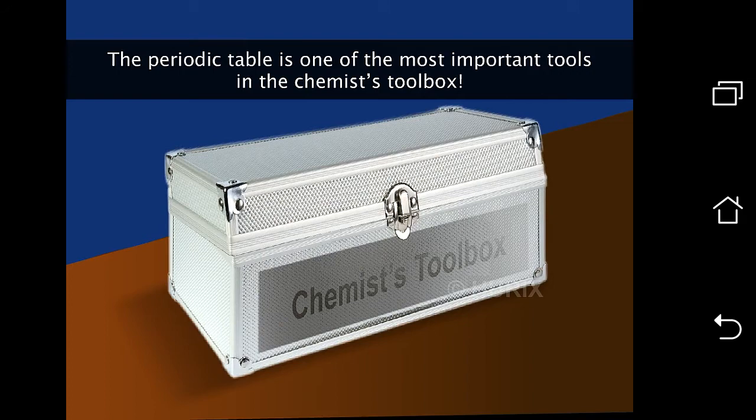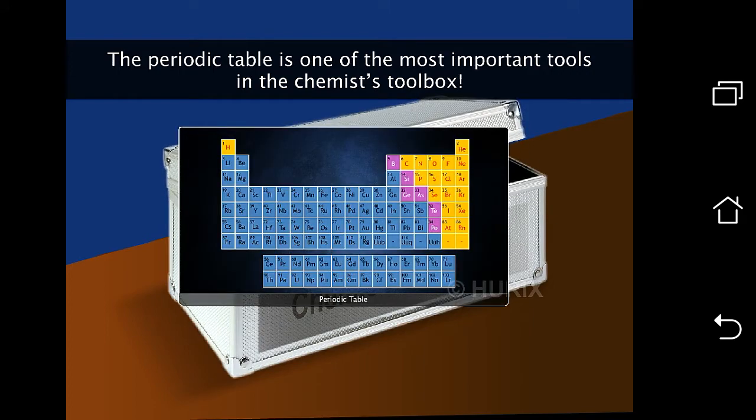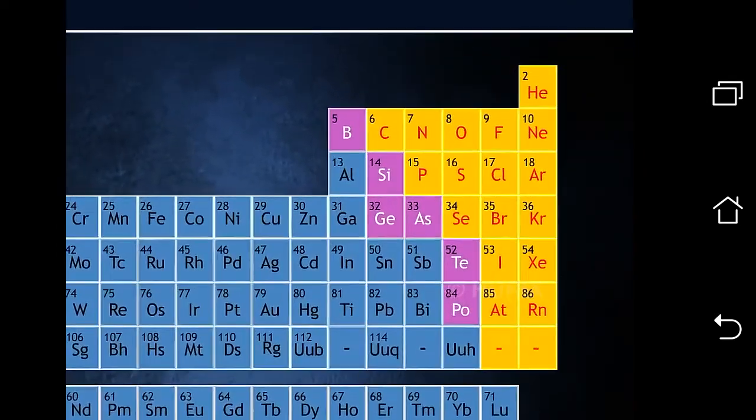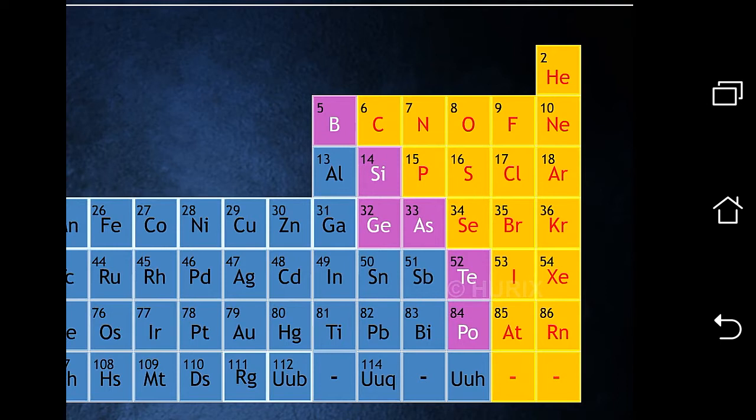important tools in the chemist's toolbox. Do you know why? Just one look at the position of any element in the periodic table gives a lot of information about all its properties. How? Well, let's find out.